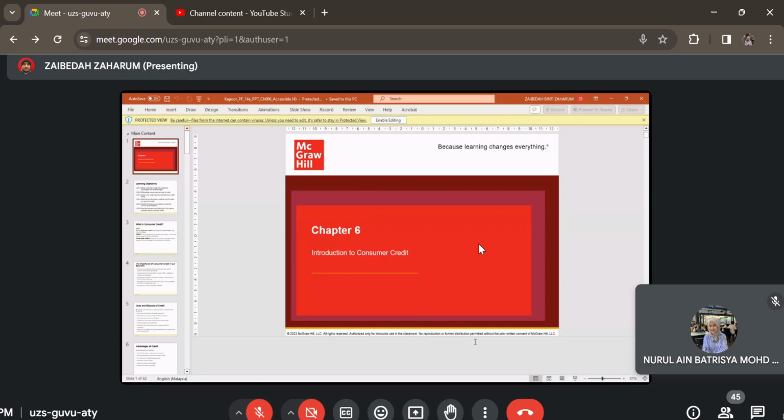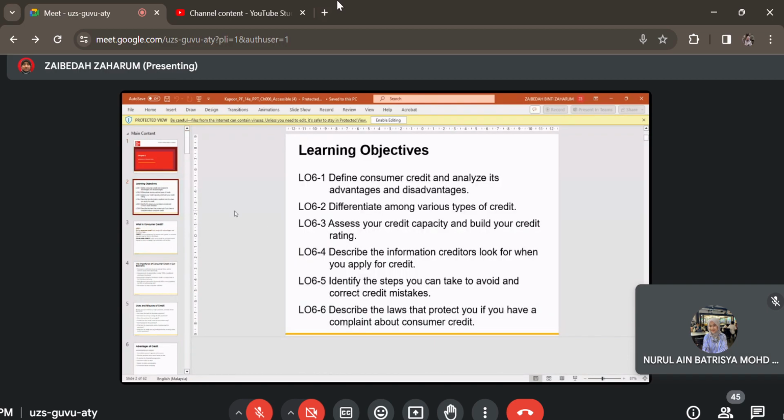Pada chapter 4 kalau ikut syllabus, kalau ikut buku ni chapter 6, Introduction to the Consumer Credit. So the learning objective on this chapter, the first one is to define the consumer credit and analyze its advantages and disadvantages.